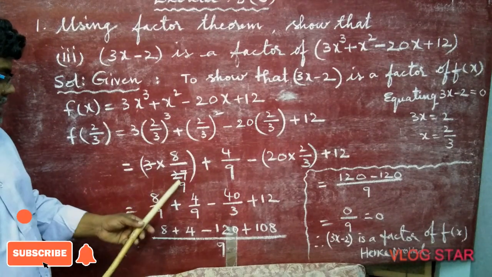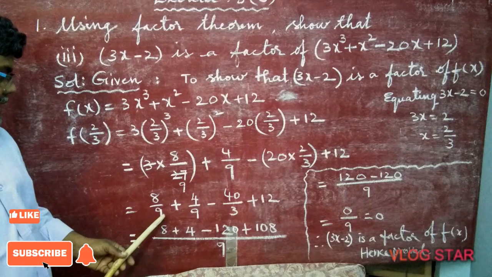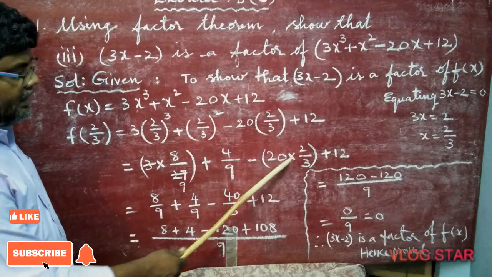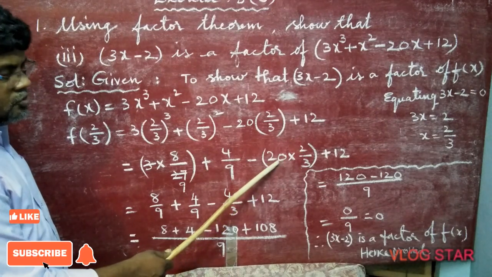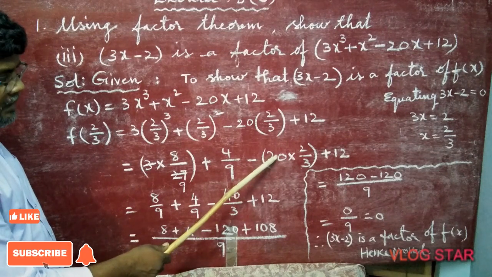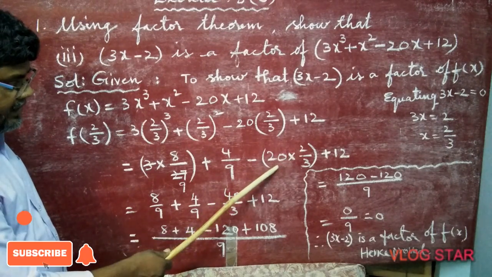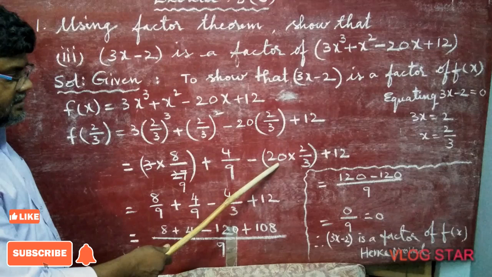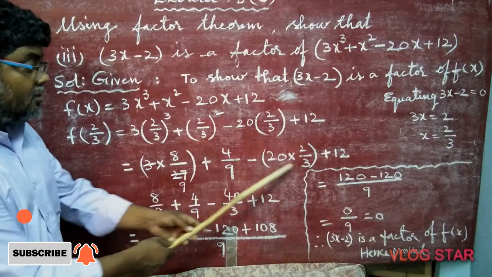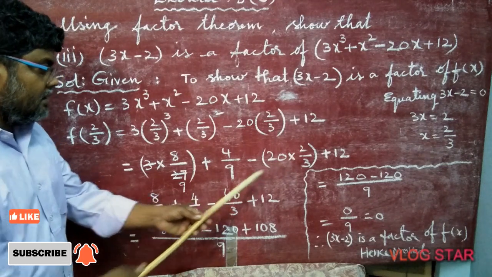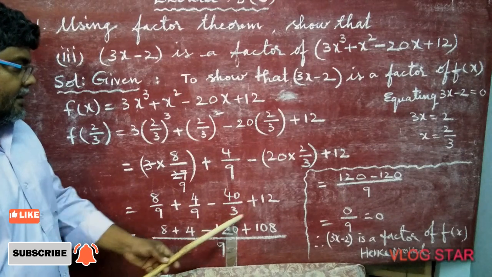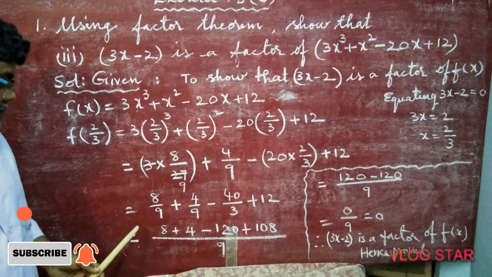How? 3 goes in 27 9 times. So 8 by 9 plus 4 by 9 minus 20 into 2. Here this is numerator, 20 by 1 is there. So multiply numerator with numerator. Here denominator is not there, not there in the sense 1 is there. 1 3 is 3 only. This is 20 by 1. So 20 into 2 is 40 by 3 plus 12.